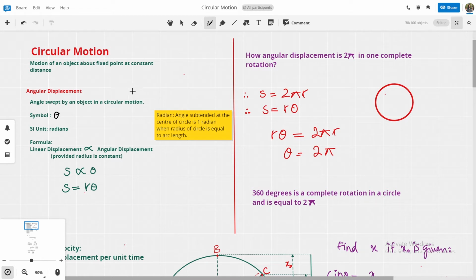So what is circular motion? Motion of an object about a fixed point at a constant distance. So for example, this, and this is the center, then the radius is constant throughout. So this is a circular motion.